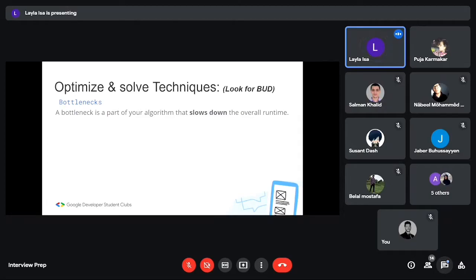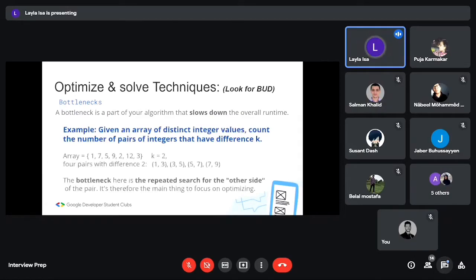So let's see an example. Given an array of distinct integer values, count the number of pairs of integers that have difference k. Let's assume the array 1, 7, 5, 9, 2, 12, 3. And k is the difference. So 4 pairs with difference 2: 1 and 3. For example, 3 minus 1, the difference is 2. 5 minus 3, the difference is 2. 7 minus 5, the difference is 2. And 9 minus 7, also the difference is 2.